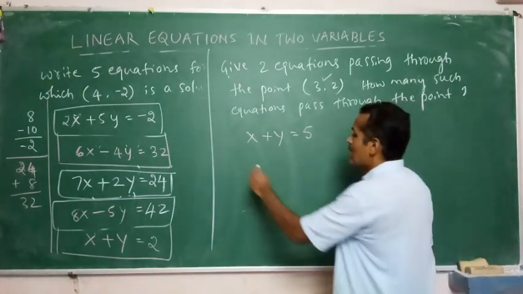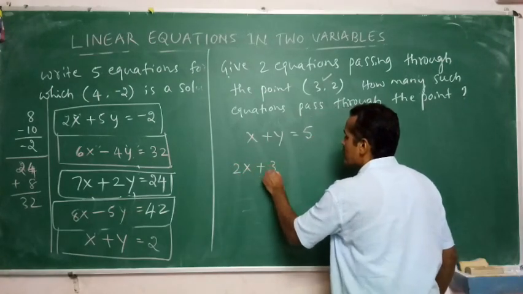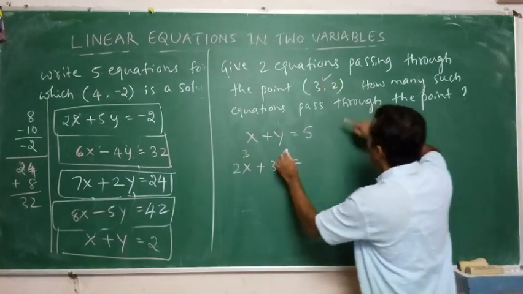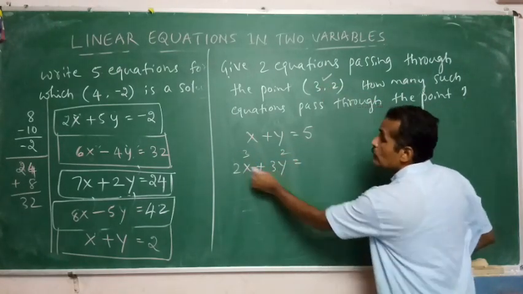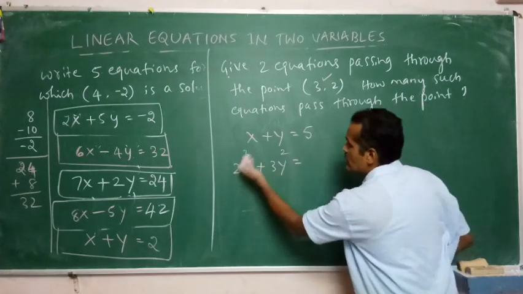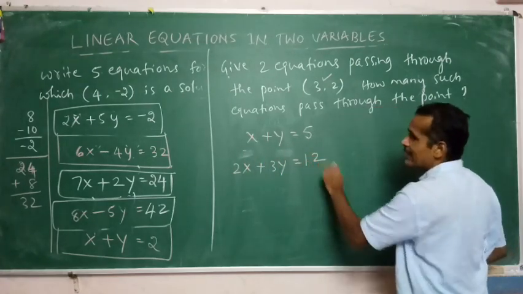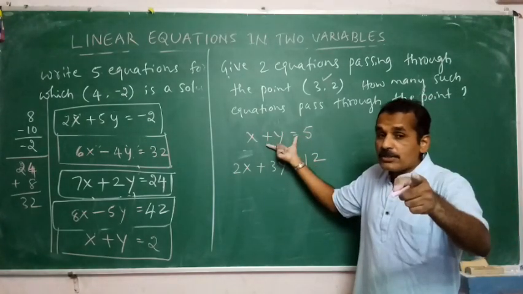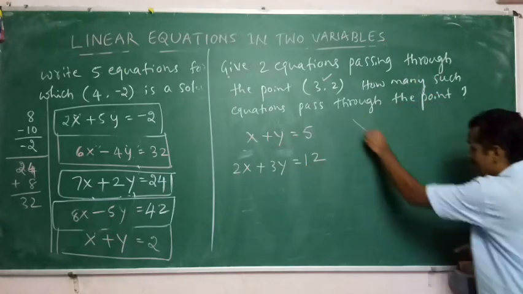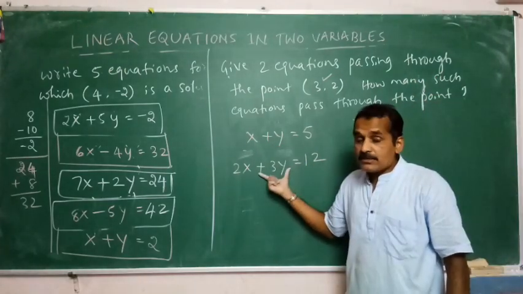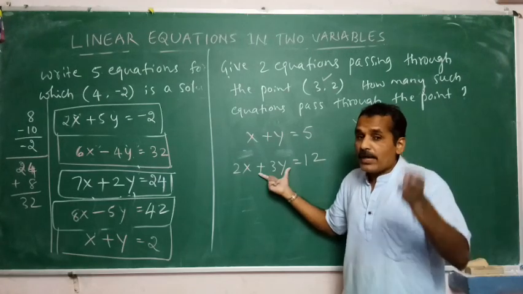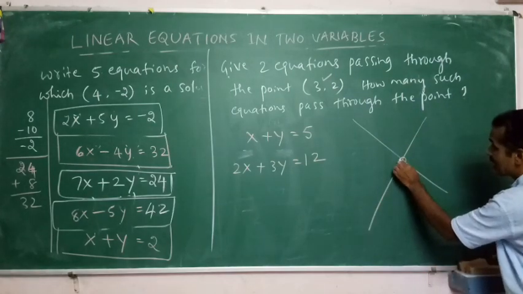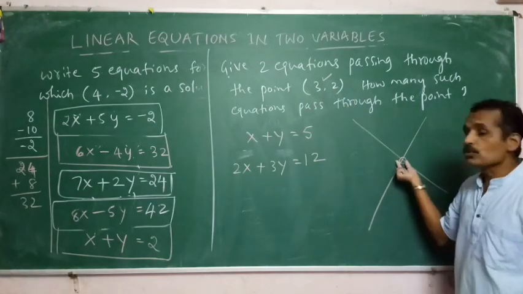Let me go for one more. I will say 2x plus 3y is equal to the second equation. X value is 3, y value is 2. 3 2s are 6, 2 3s are 6, 6 plus 6 is equal to 12. This is my second equation. This equation has infinite number of solutions. You are getting a straight line graph. When you draw a graph, you get a straight line graph. This is the second equation. And where they intersect, that point is 3, 2.